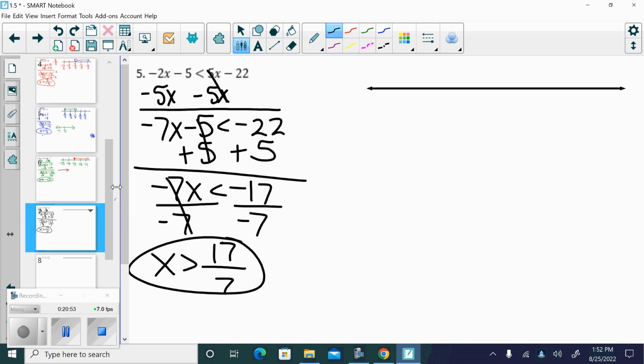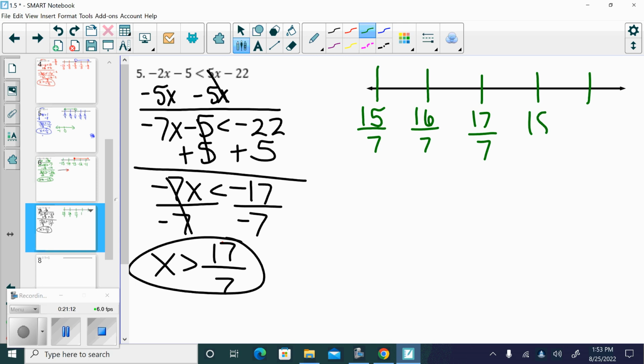All right. So 17 over 7 goes in the middle. What's going to go to the left? 16 over 7. There you go. Okay, 16 over 7 is going to go to the left. So that means there's a 15 over 7. And then the next will be 18 over 7 and 19 over 7. Okay, open or close? Open. Very good. I'm going to the right.